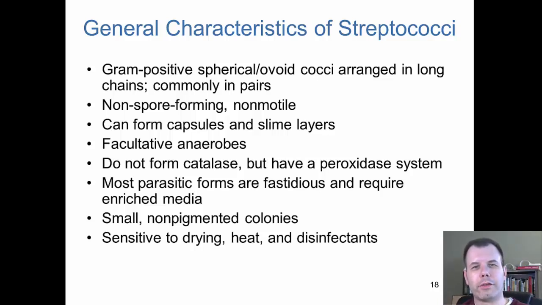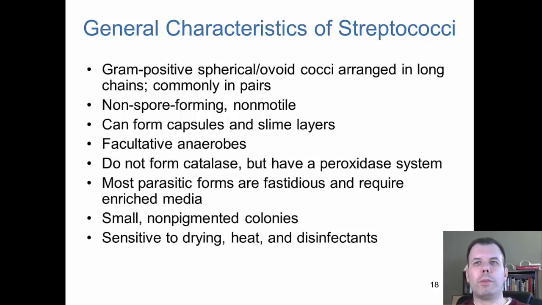Can also grow with oxygen or without, so some of these guys can grow very well without oxygen. Does not form catalase, but it has a different peroxidase system. So if you add hydrogen peroxide to these guys, they will not bubble. And so that's one of the ways to definitively test between staph and strep. Staph will bubble, strep will not.